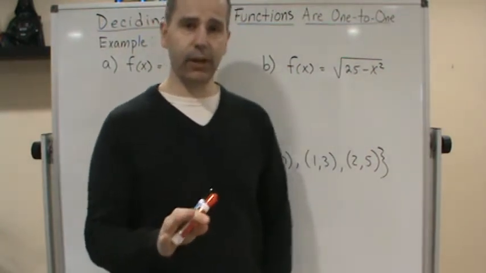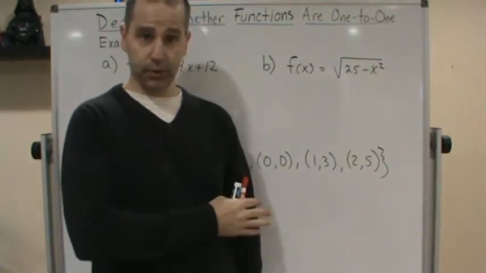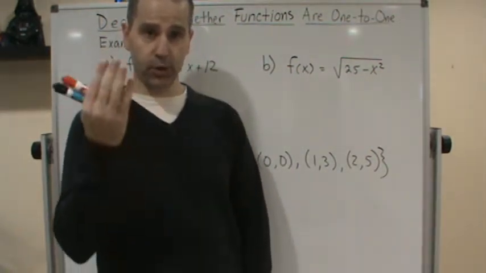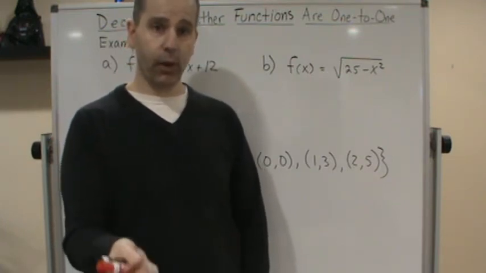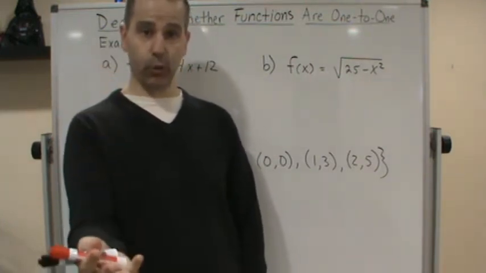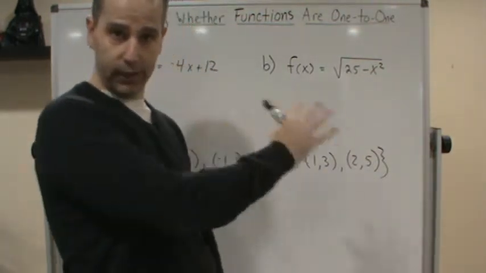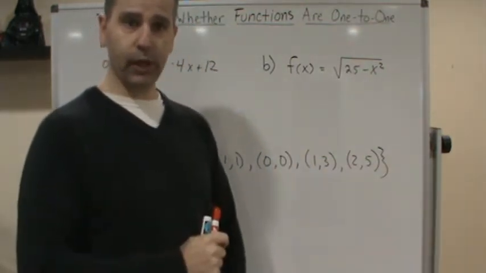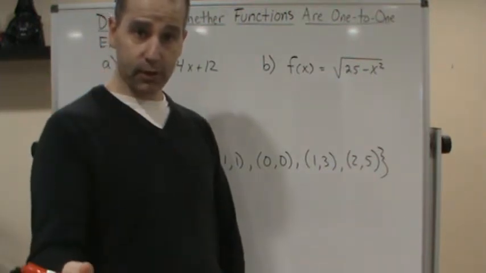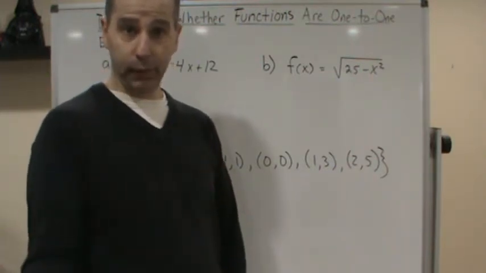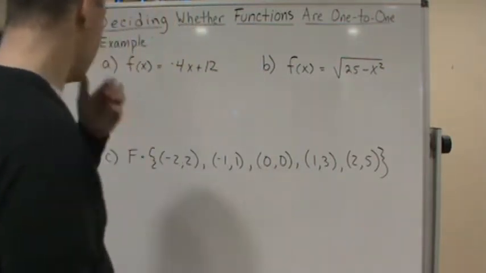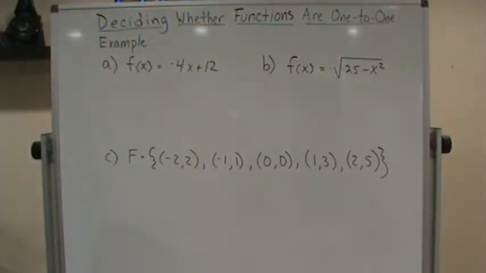In this video, we're going to do some examples of one-to-one functions, and show how we determine whether a given function is a one-to-one function or not. First of all, we have to be dealing with a function. All of these are functions, because if they're not functions, they cannot be one-to-one anyway. We're going to determine which of these functions are one-to-one and which ones aren't.